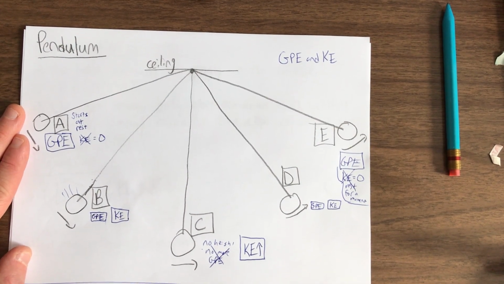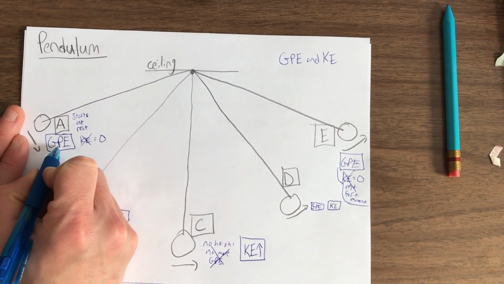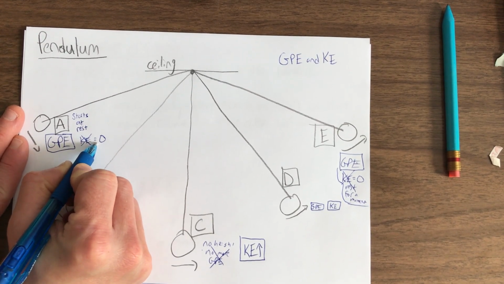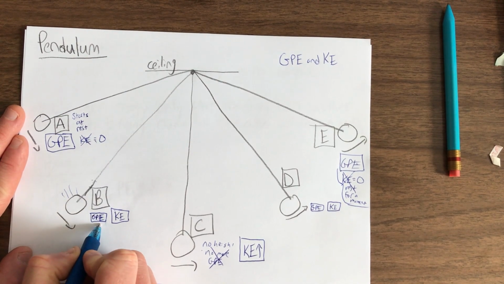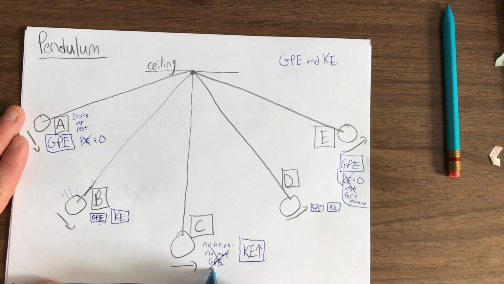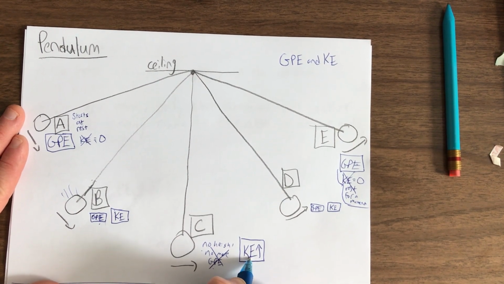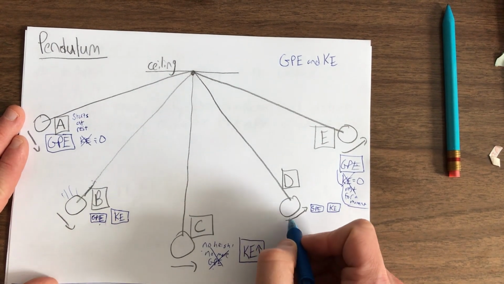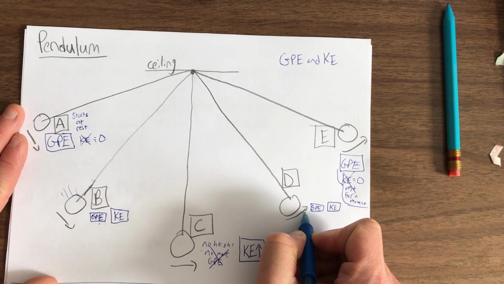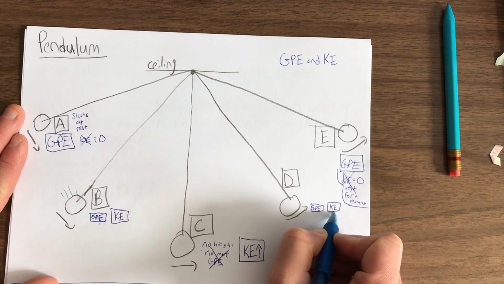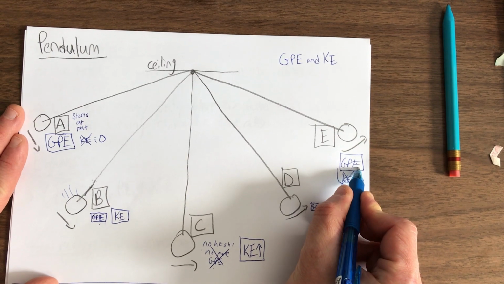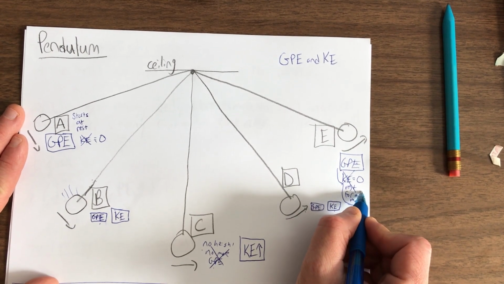But what we could see and what we want to focus on is the fact that when it has a lot of GPE, it has very little kinetic. As it loses GPE, it gains more kinetic, and as it loses more GPE because it's lower, it has the most kinetic. It gets even more. And as it rises up, it's going to gain GPE back. It's going to get more GPE, which means it'll have less kinetic. And as it rises up more, it'll gain even more GPE and then have less kinetic.